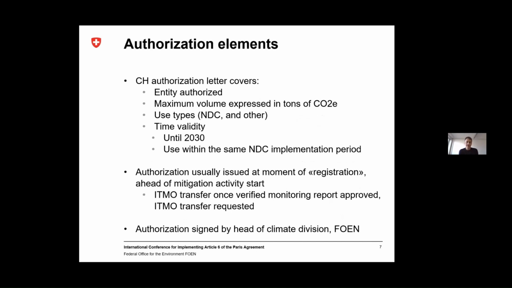And this is already my final slide. So just to summarize, I try to keep it brief, so we can maybe discuss a little bit. The elements that we currently cover in our authorization letter are the entity authorized, maximum volume, use type, and time validity, saying that for now any letter that we issue is valid until 2030, with use within the same NDC implementation period.